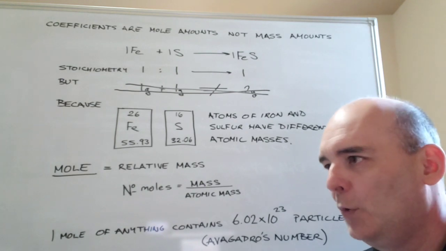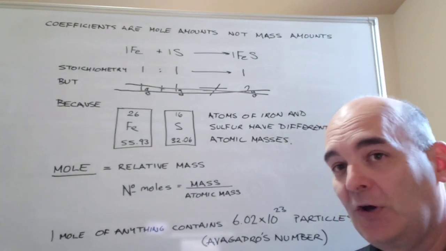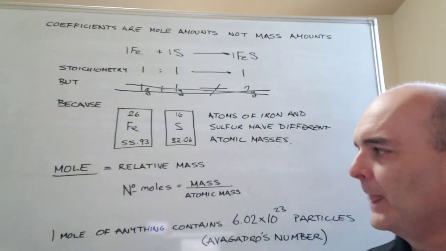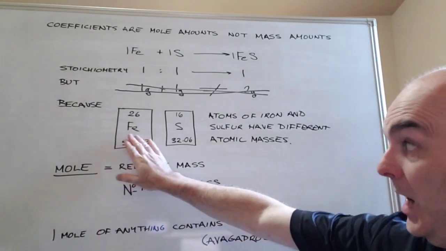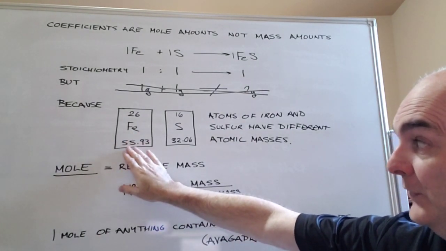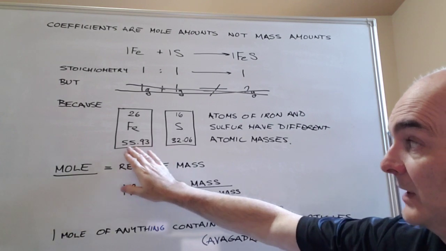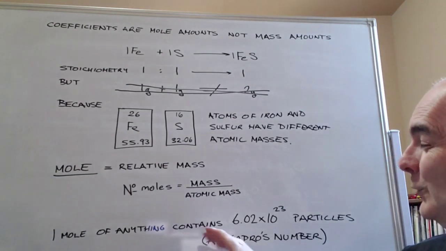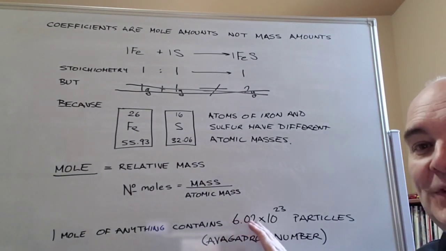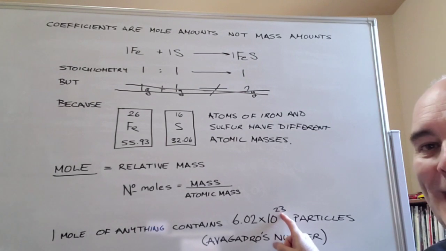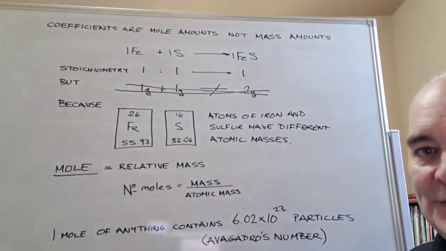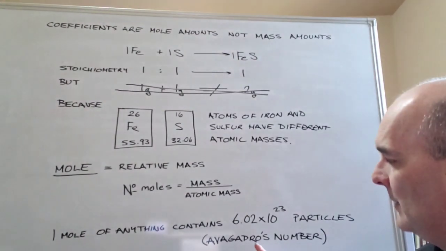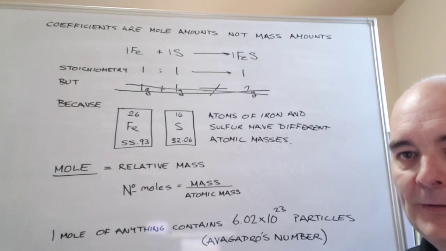And moles, they're not just for chemicals, they're for absolutely anything. You can have a mole of anything, but it does turn out that a mole is a stupendously big number. 1 mole of iron would constitute 55.93 grams. So 55.93 grams of iron would be 1 mole of iron, and it would contain 6.02 times 10 to the 23 atoms of iron. That is a huge, huge number. That number is called Avogadro's number.